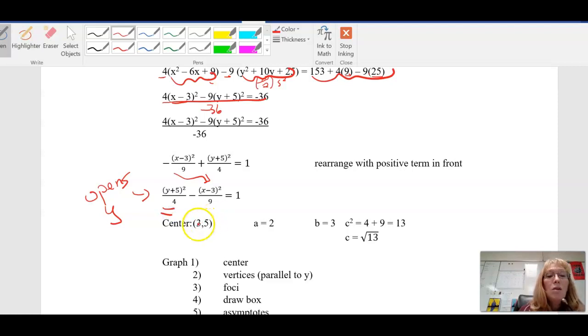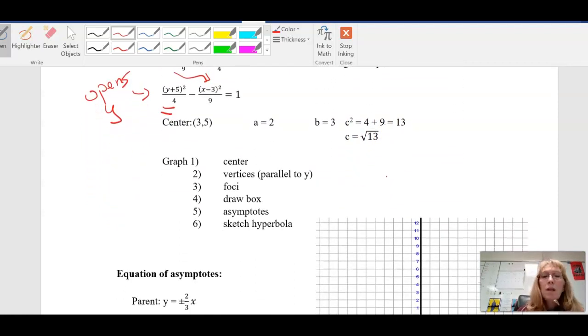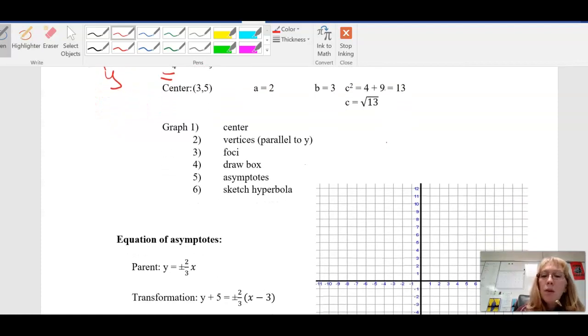Okay, his center is 3, 5. A is now 2, because he's the positive. Your b is 3, square root of 9. So c squared is a squared plus b squared, 13, or the square root of 13. So let's graph this thing now. So we have to go to, let's see if I can get this all on the screen. 3, 5 for my center, which is right here. And then I have to go and graph. Now remember, the y is the way this thing opens.